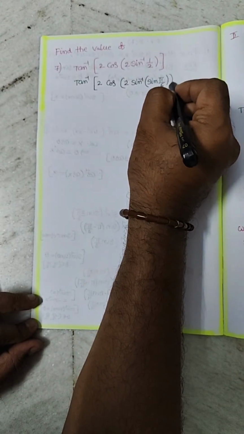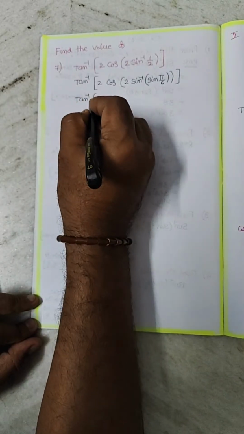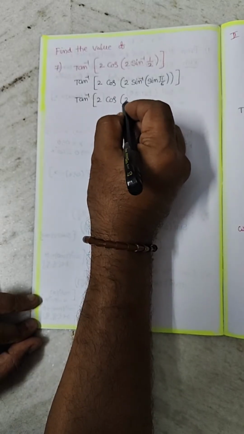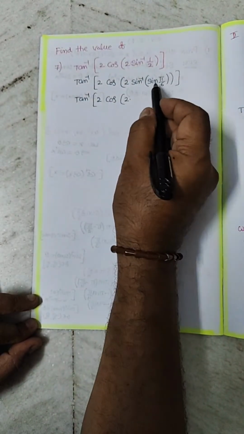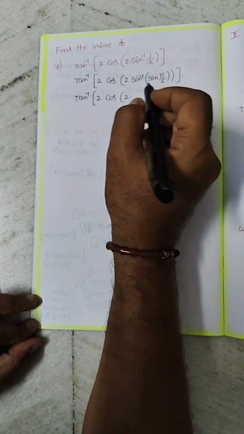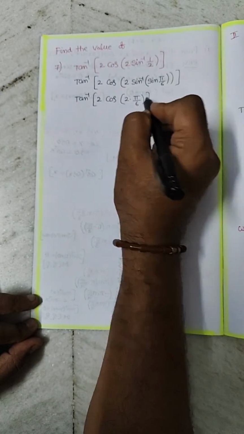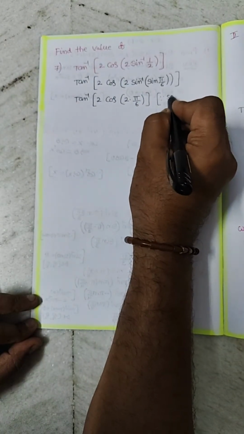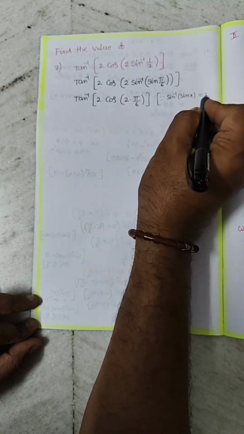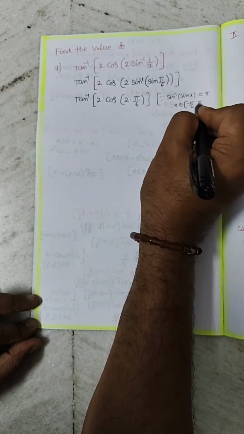Okay, dear students. So tan inverse of 2 into cos of 2 into sin inverse of sin x. This pi by 6 value belongs to closed minus pi by 2 to pi by 2, no? So this value is equal to pi by 6, since by using the formula sin inverse of sin x is equal to x, where x belongs to closed minus pi by 2 to pi by 2, clarity.